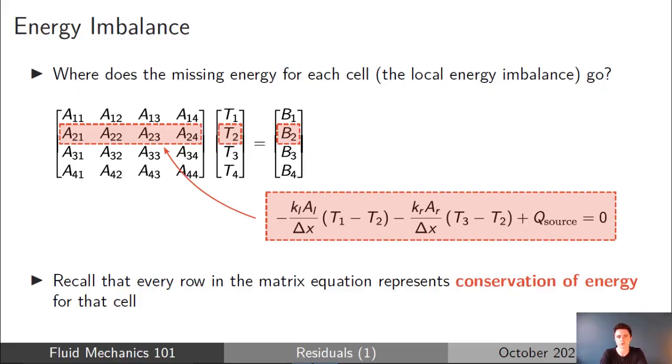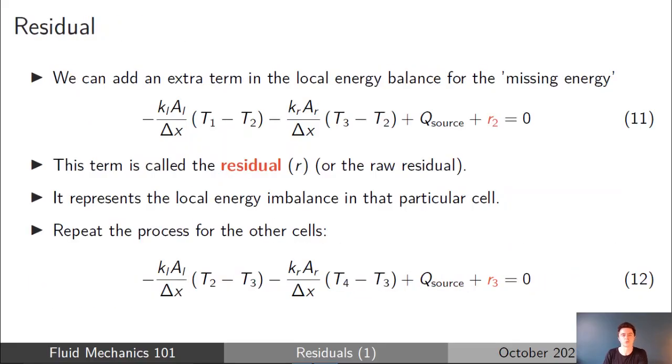And so each of those rows actually represents that full equation for conservation of energy that I have there in the red box, but it was just rearranged a bit in terms of the temperatures. It still represents conservation of energy. So what we need to do is actually go back to that original equation for conservation of energy and add an additional term that captures this missing energy, which we have when we're solving with an iterative process. We've got some missing energy that we need to satisfy conservation of energy.